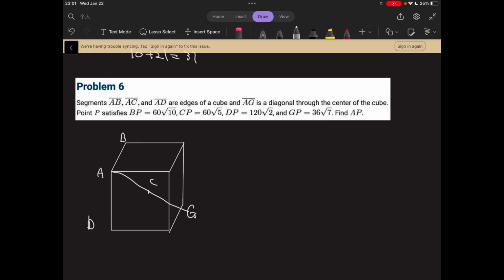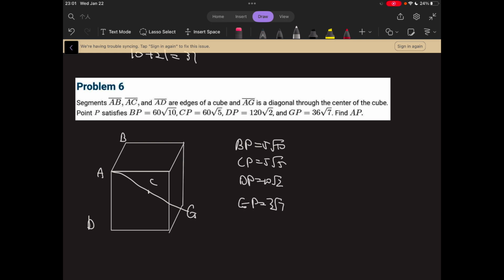We have a cube here, and then AG is a diagonal through the center of the cube. Then we have a point P, connect a few points, and then we know these results. Now we need to find AP. Well, one thing at first is that these numbers are a little bit too big. We just scale it down by 12 for simplicity purposes. So now BP is 5 root 10, CP is 5 root 5, DP is 10 root 2, and GP is 3 root 7.